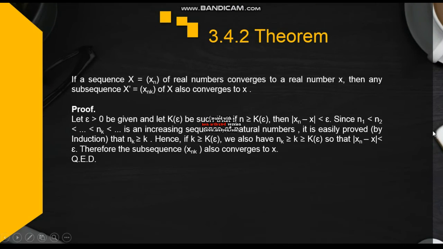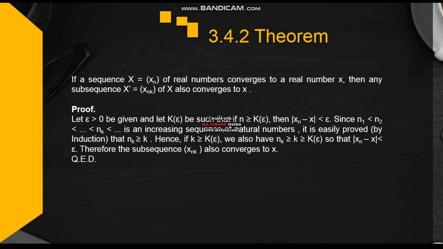Next, Theorem 3.4.2. If a sequence X = (xn) of real numbers converges to a real number x, then any subsequence (x_{nk}) also converges to x. Proof: let epsilon greater than 0 be given, and let K(epsilon) be such that if n is greater than or equal to K(epsilon), then |xn - x| < epsilon.